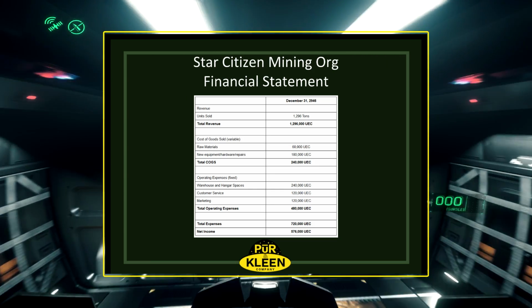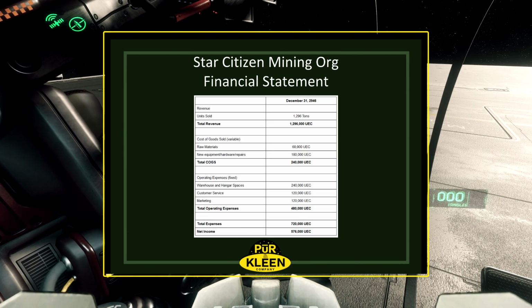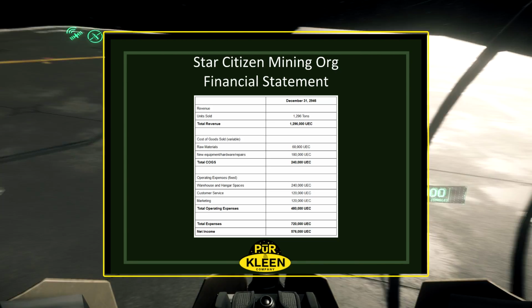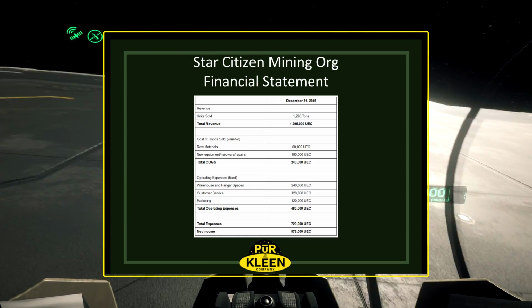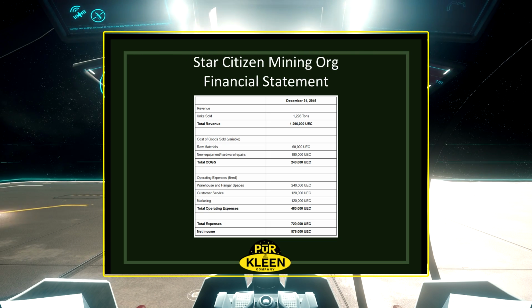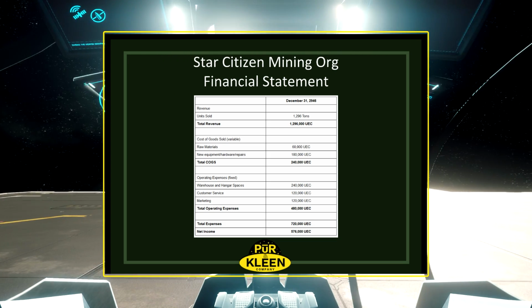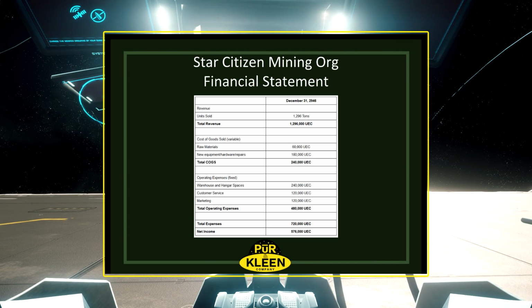Now we want to list our expenses. So our cost of goods sold, which are variable costs, we have our raw materials, which I have again guesstimated to be 60,000 UECs for the year. We have new equipment, new ships, hardware repairs, which again I have simplified by grouping them, but you may want to separate them and itemize them even further if you want.